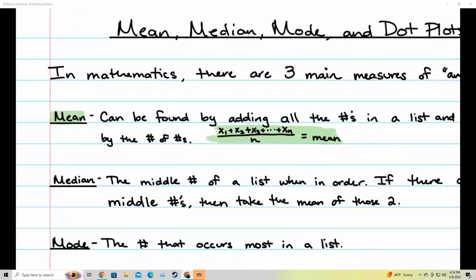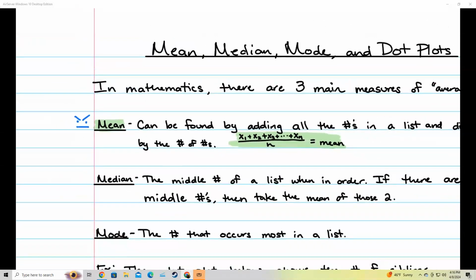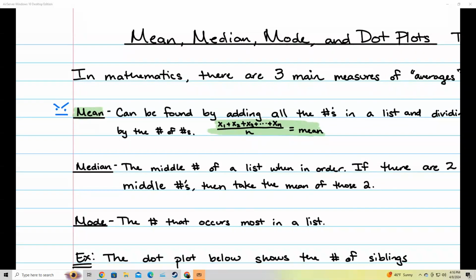I like to remind students that the mean one is literally the mean one. So I'm going to draw a little mean face here. It's the one that makes you do all this work. Students, especially today, you're going to see it and be like, oh, I don't want to do it. Not that it's hard, it just takes a little bit of extra effort when you're doing the mean. Let's look at the next one.